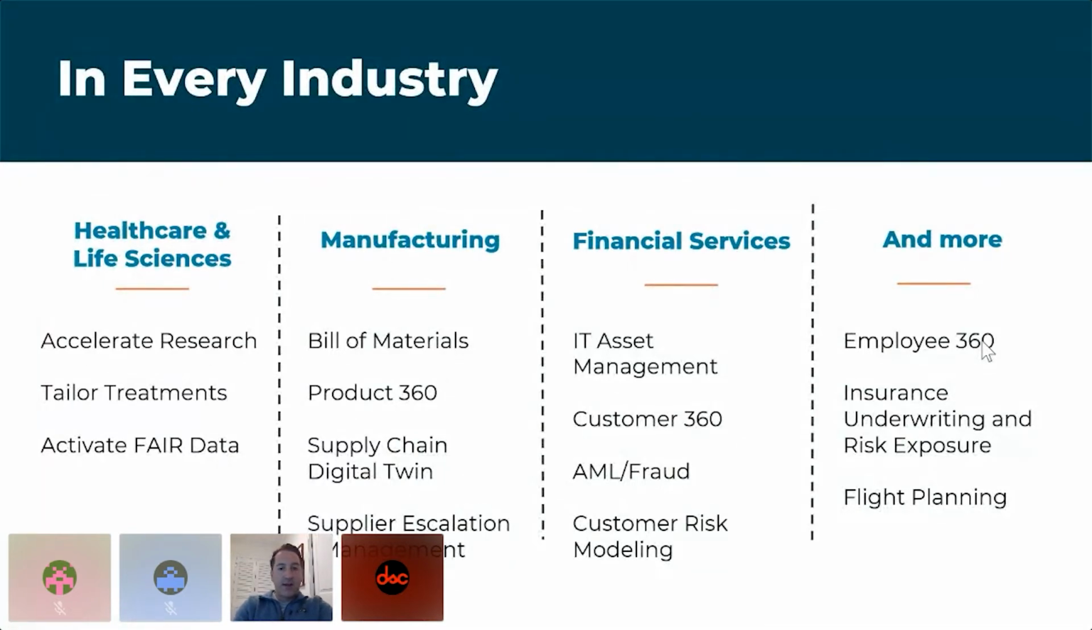Now, we talked about columns to concepts once again, but where does this apply? Stardog is an industry-agnostic platform. We've highlighted some of the industry verticals where we've worked in the past, but there are many more that are not mentioned here. So whether that's activating FAIR data in the healthcare and life sciences space, building a supply chain digital twin in manufacturing, an AML or fraud use case in financial services, or a flight planning use case like we'll see in our demo later today.